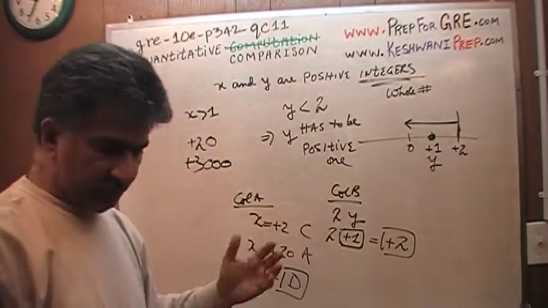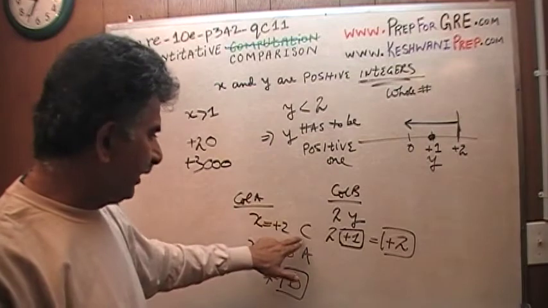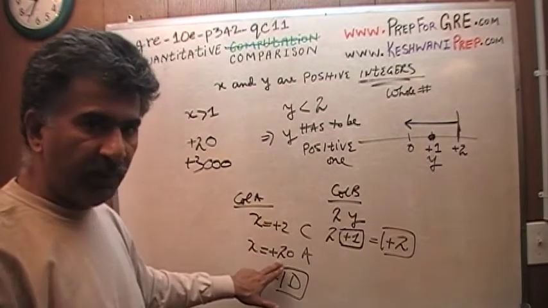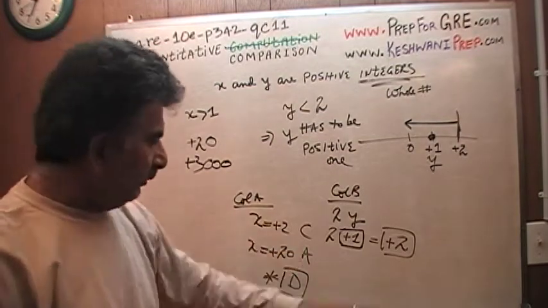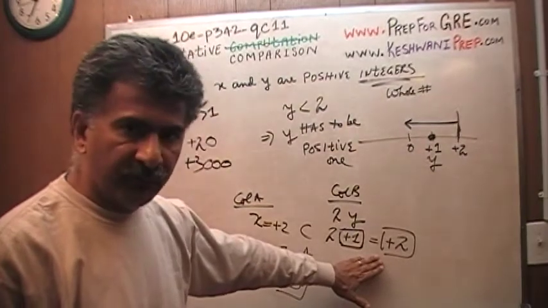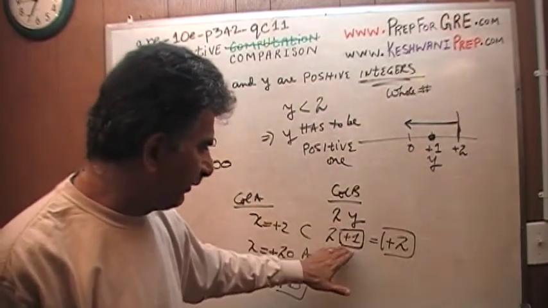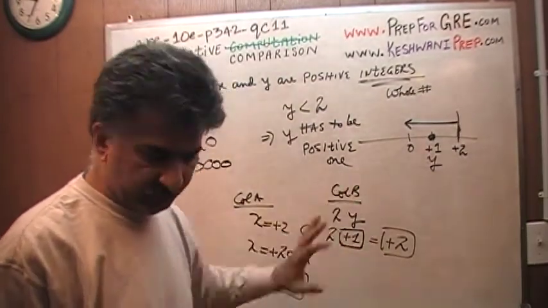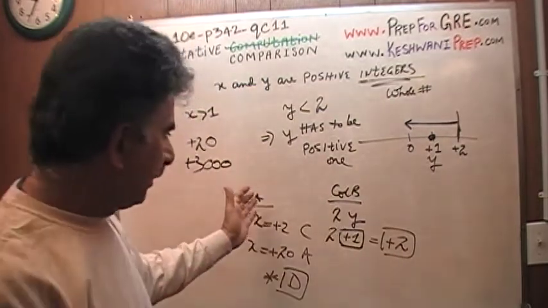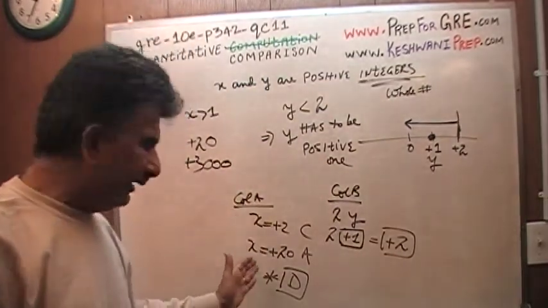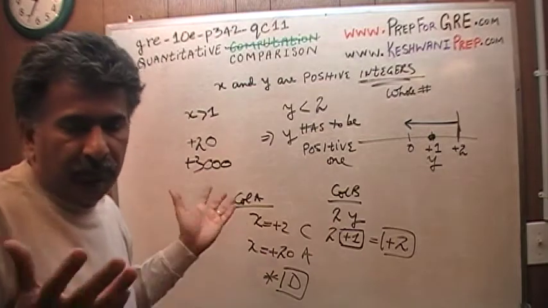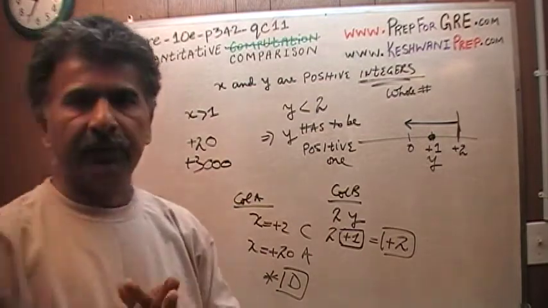It is D because the answer changes from C to A. If x is positive 2, the answer is C. If x is anything more than positive 2, the answer will become A, because the quantity in column B is already fixed. The quantity in column B is 2 times positive 1, which is positive 2, and it will not change. But the value in column A, the value of x, we do not know. So the answer is D.